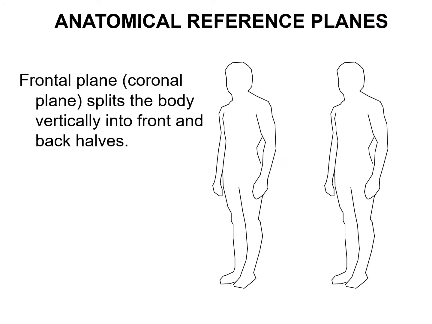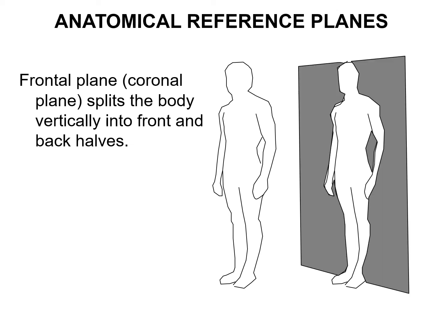We have our frontal plane, or sometimes you'll hear coronal plane, which splits the body vertically into front and back halves, so our anterior and posterior halves. And this is where we see lateral movement occur. So if you're doing a jumping jack, you're moving within the frontal plane. If you're bending sideways, you're moving within the frontal plane.